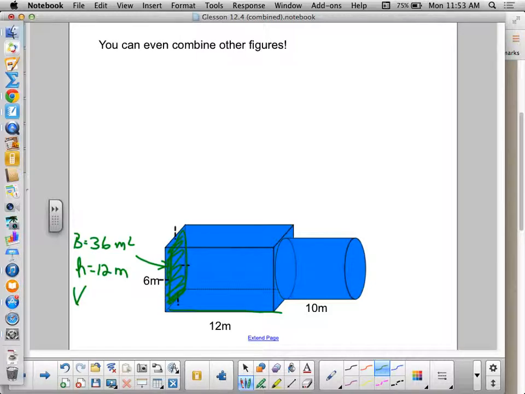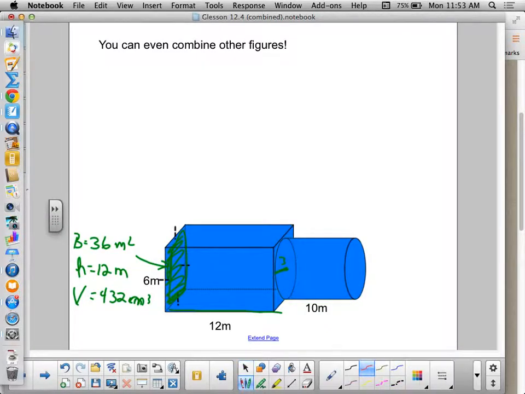So 36 times 12, sorry, is 432. Or it's meters cubed. Here, what's the radius of this base? I do have to figure that out. It's the same, the diameter is all the way across. So the radius is going to be, what's it going to be? No, 3. Half the side of the square, 3.